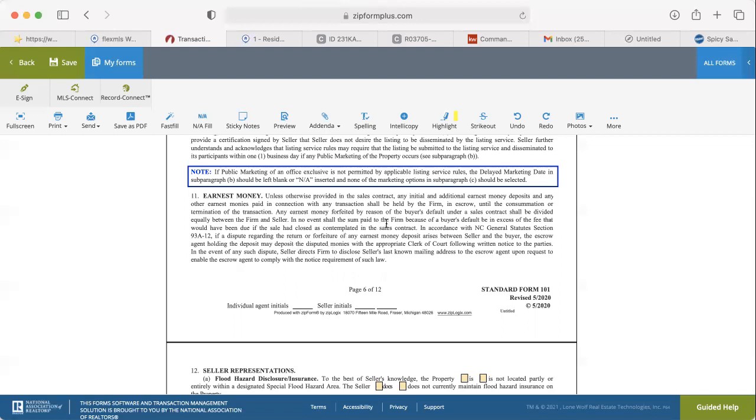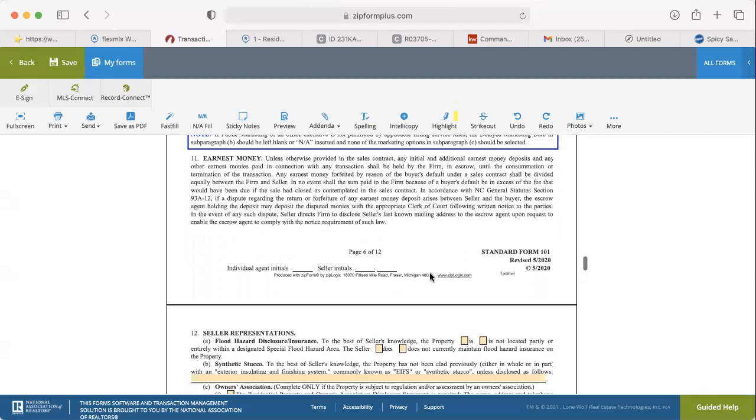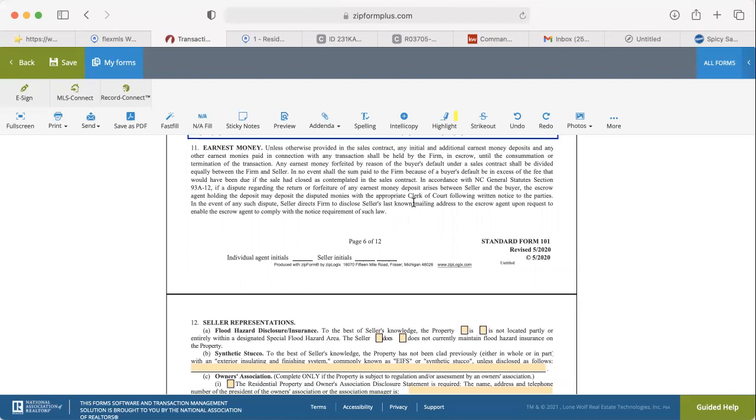If there is a dispute about who would get the earnest money if a deal fell through, the money would then be turned over to the clerk of courts following written notice to parties. And if there is a dispute, the seller directs firm to disclose seller's last known mailing address to the escrow agent upon request to enable the escrow agent to comply with the notice requirement of such law. So this gives you permission to share their mailing address with the escrow agent so they can file it with the clerk of courts.